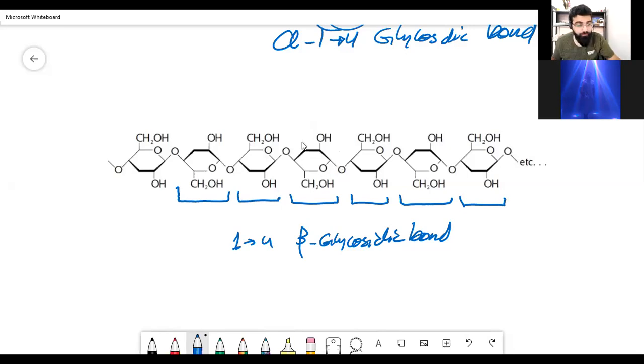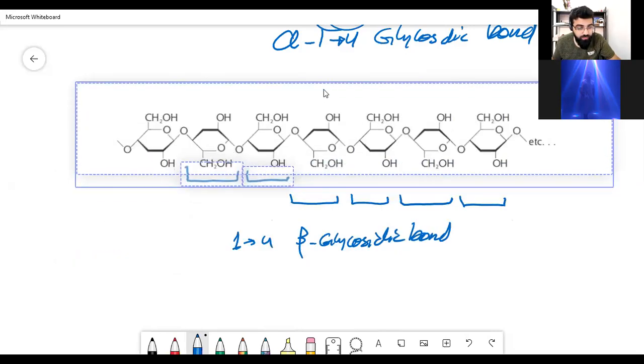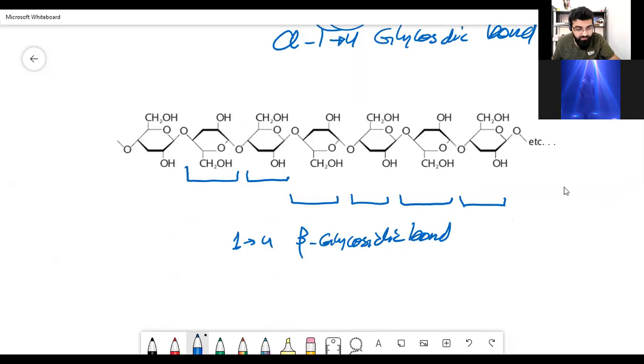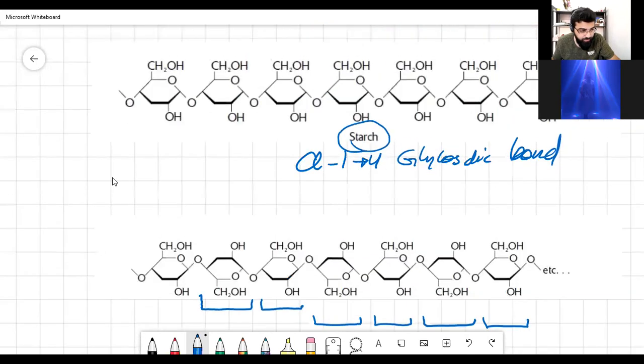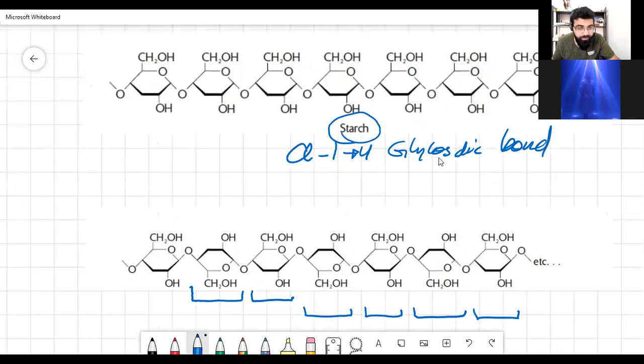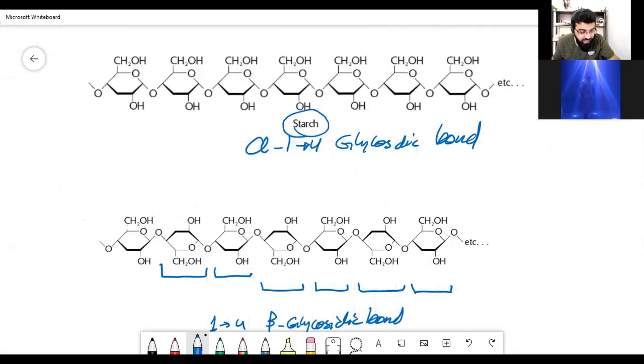For example, our bodies can digest starch but cannot digest cellulose. Why? Because we have the enzymes which digest the alpha glycosidic bonds, but we don't have the enzymes in our guts which digest beta glycosidic bonds. You got the point?